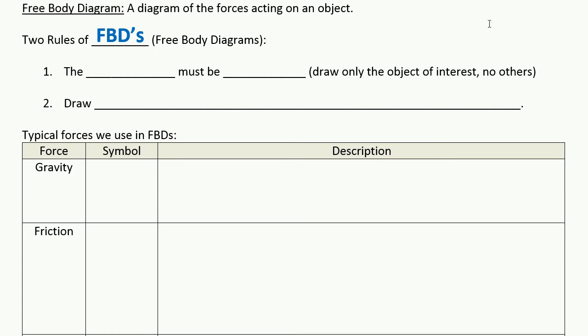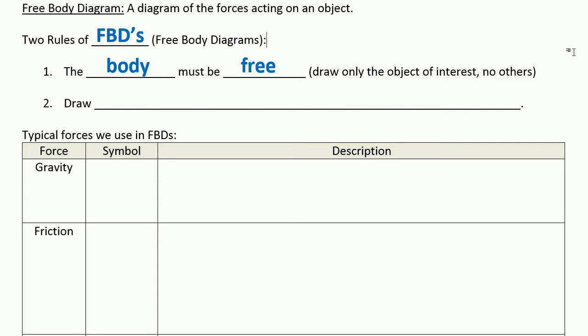The first rule in a free body diagram is that the body must be free. Makes sense. What does that mean? Well, it means we're only drawing the object of interest. We're not drawing other stuff around it or attached to it. It's free, sitting there by itself. So if I wanted you to draw a free body diagram for a person who happened to be sitting on a chair, you would draw the person, but you wouldn't draw the chair that they're sitting on. You wouldn't draw the ground that their feet are resting on. You wouldn't draw the wall behind them. You're just drawing the body of interest, not the other things that it might be touching.